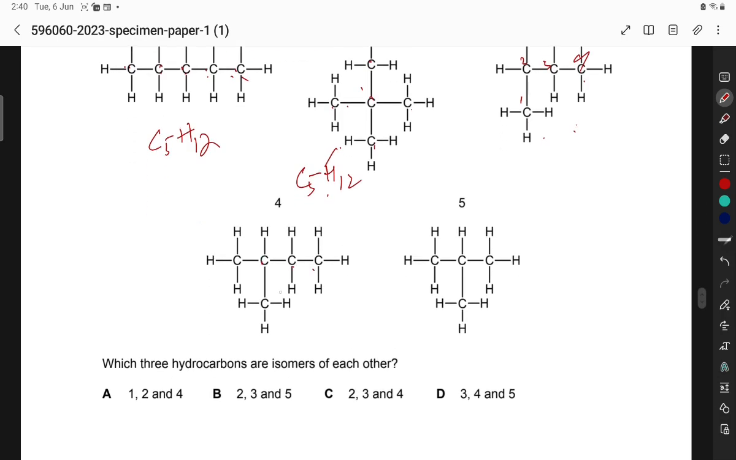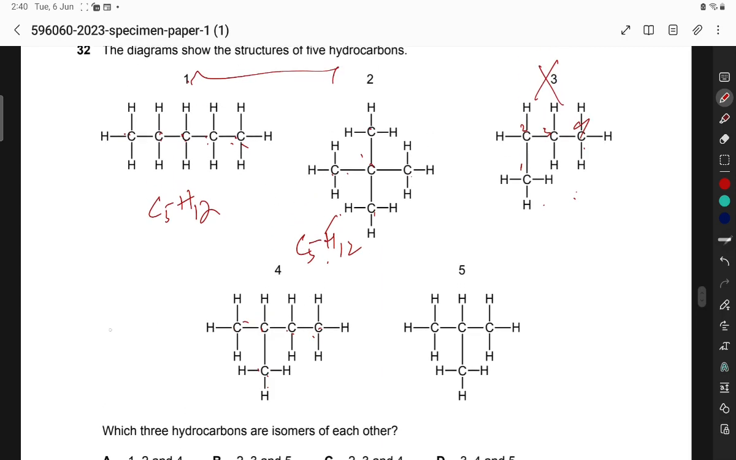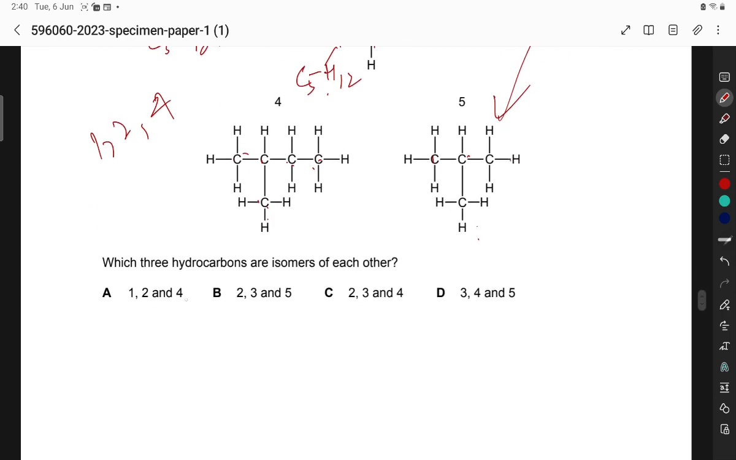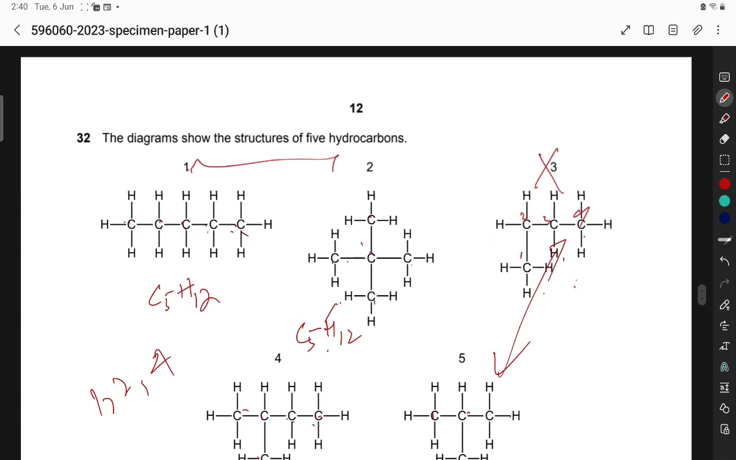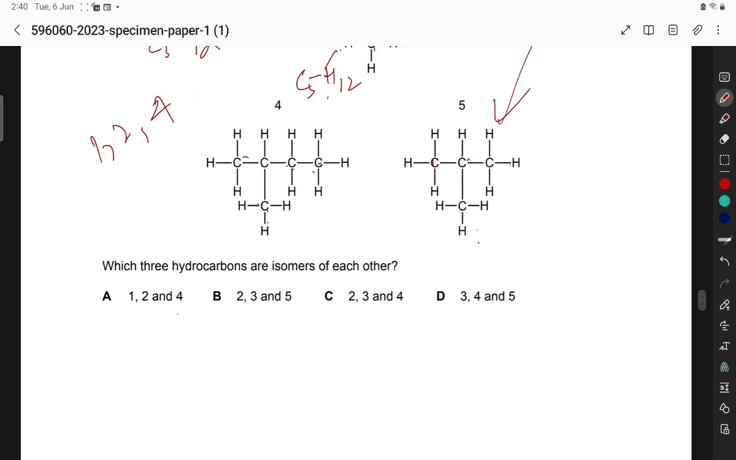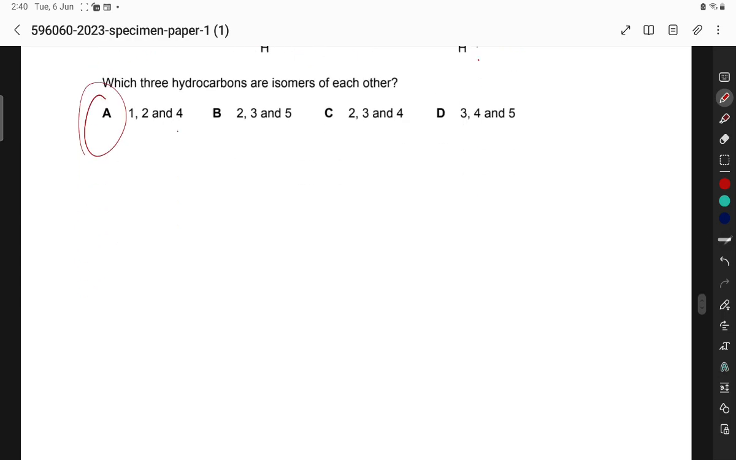In number 4, 2-methylbutane, 5 carbons are there. This is also an isomer of this compound. So 1, 2 and 4 are isomers. 3 and 5 are isomers of each other. Which 3 hydrocarbons are isomers of each other? 1, 2 and 4, so option A is correct.